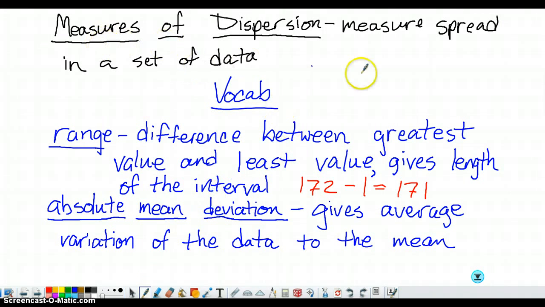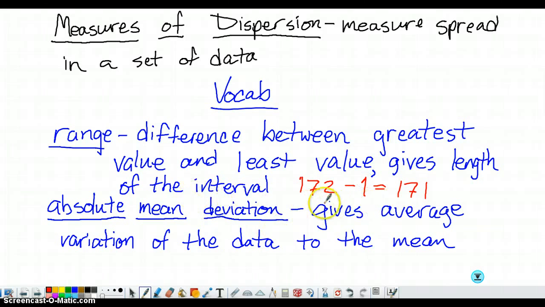Alright, so today we're going to talk about measures of dispersion, and measures of dispersion measure the spread in a set of data. So the first one we talk about is range, and that is the difference between the greatest value and least value, and it gives the length of the interval, and we know the difference means subtraction.